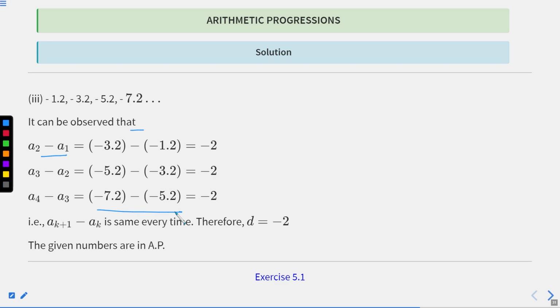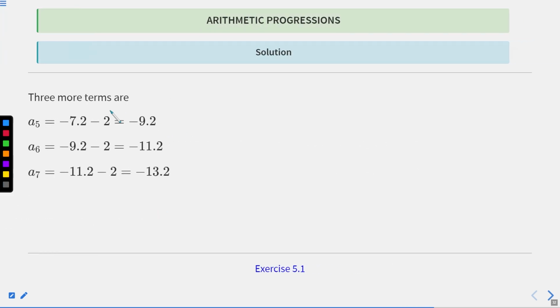That is the common difference. d is equal to -2. So the given numbers are in AP. Now the 3 more terms: A5 is equal to -7.2 minus 2, that is equal to -9.2. And A6 is equal to -9.2 minus 2, that is equal to -11.2. And A7 is equal to -11.2 minus 2, that is equal to -13.2.